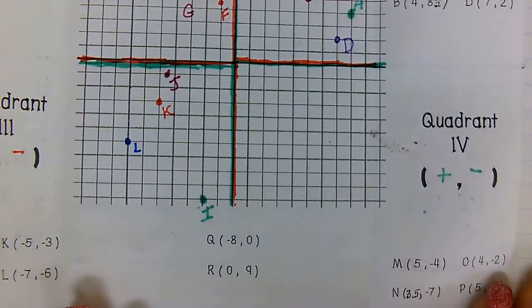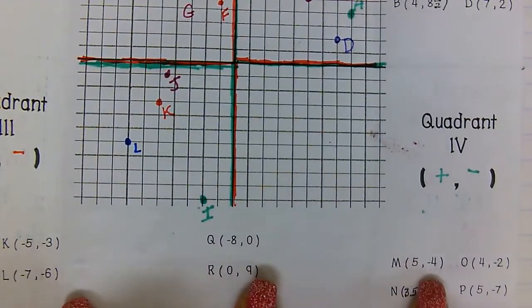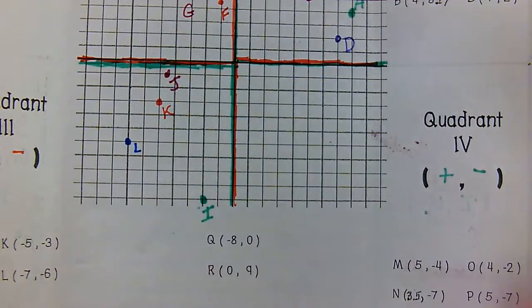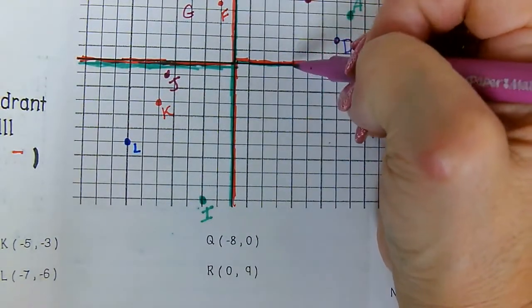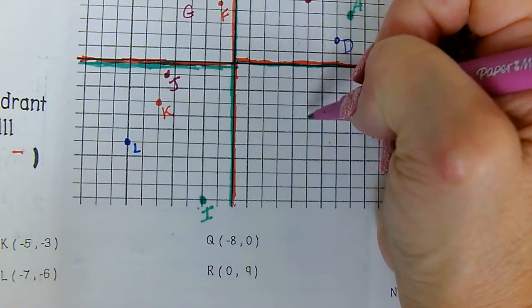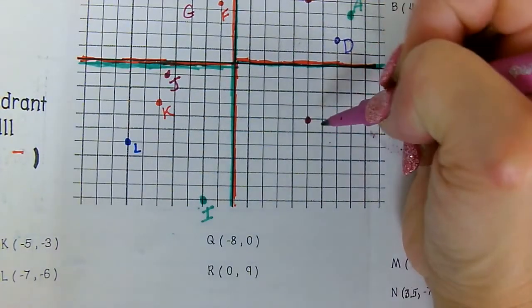Quadrant 4, we have the first one is (5, -4). To the right 5, down 4. 1, 2, 3, 4, 5, down 1, 2, 3, and 4. And that is M.